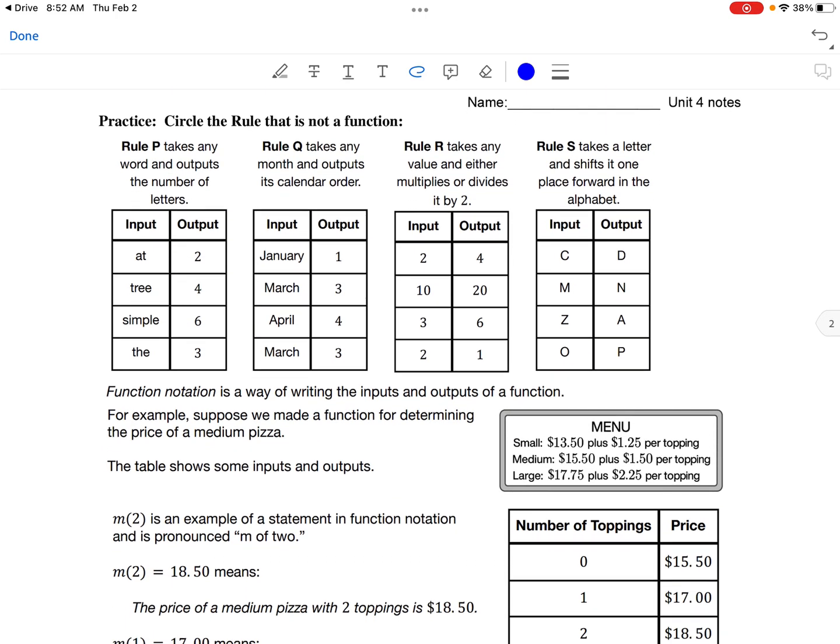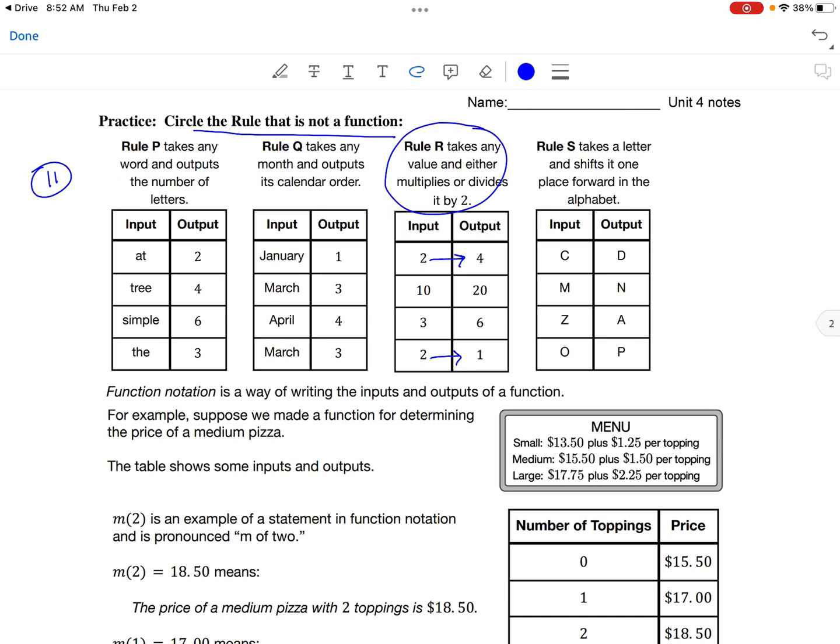All right, now we have a little practice here. We have to find the rule that is not a function. So pause the video and determine which one is not a function. All right, if you said rule R, you are correct. That is not a function because we put in 2 one time and got out 4, and then we put it in again, but this time got out a 1. Functions, you always have to get the same output for each input.